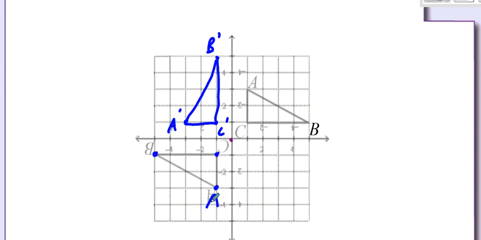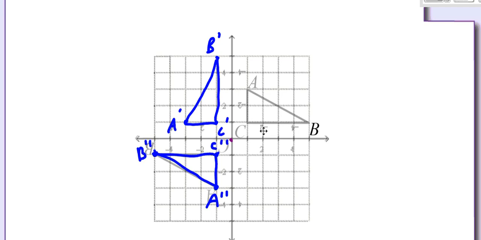So this would be A double prime, B double prime, C double prime. This is the second stop, the second time we moved it. Yep. So then draw your triangle. This would be the 180 degree rotation.